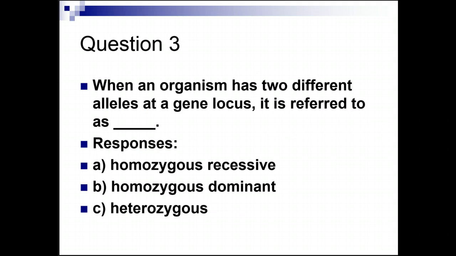Let's review. Question 3. When an organism has two different alleles at a gene locus, it is referred to as, would it be A, homozygous recessive, B, homozygous dominant, or C, heterozygous? Choose the correct answer. If you chose heterozygous, you are correct. When an organism has two different alleles at a gene locus, it is referred to as heterozygous.